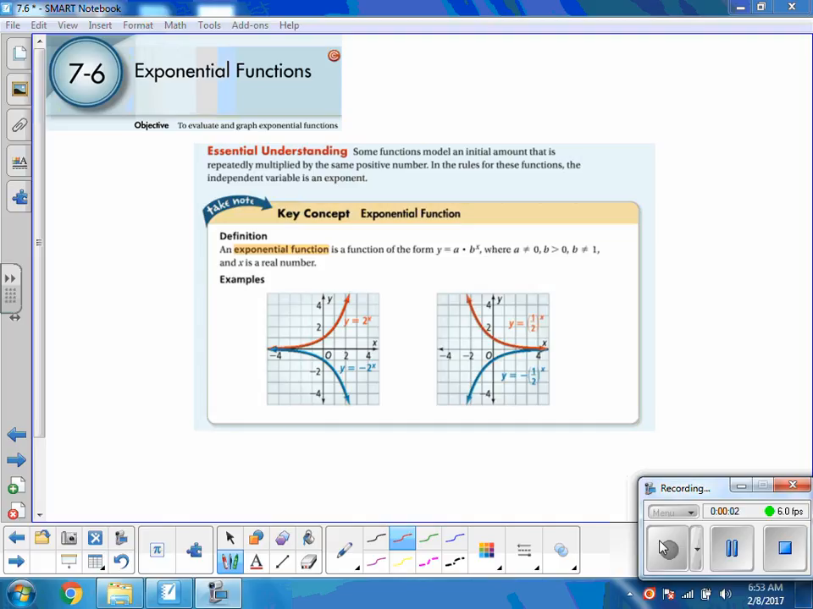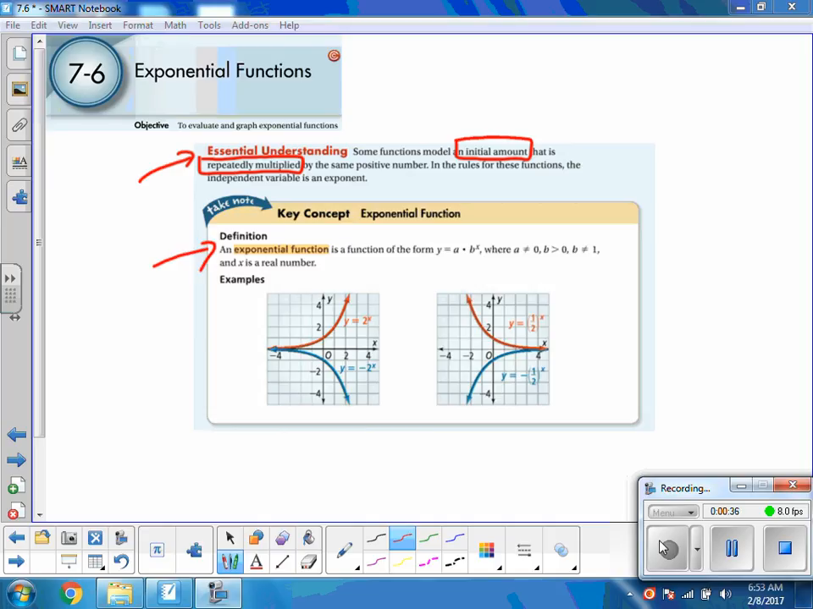Well, hey, let's continue our quest to understand exponential relationships. So today our essential understanding is to just recognize that some functions model an initial amount. Okay, initial amount is that amount we're starting with. When we're at 0, this is the value we have, and that amount is repeatedly multiplied by the same positive number. Okay, and repeatedly multiply, that does make it look different, and it shows up different in an equation, unlike in a linear relationship. And I'll compare the two in a little bit here.